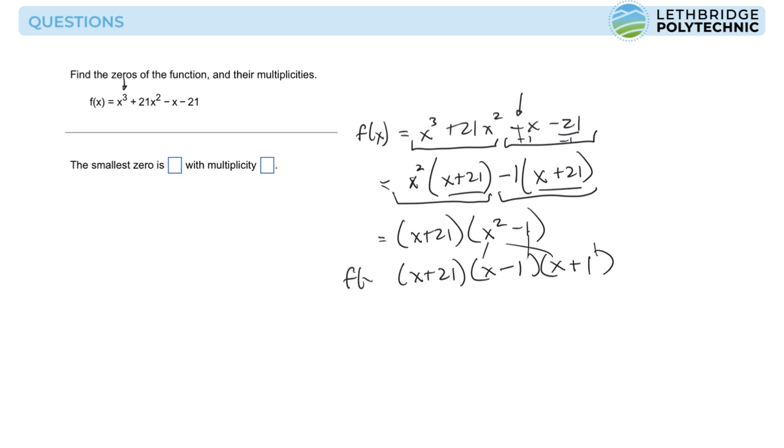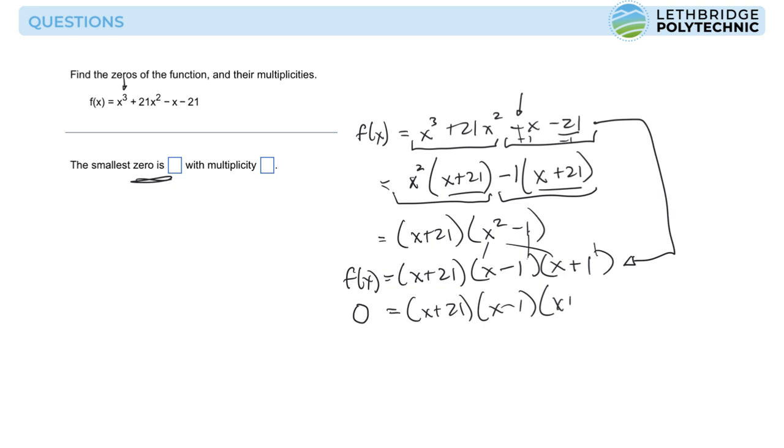So my polynomial, the top one, is equal to that one. It's just a factored form, and it allows me to use the zero property to figure out what the zeros are. To figure out what the zeros are, you let f of x equal 0. Then, according to the zero property, if I'm multiplying things and it comes out to 0, one of those has got to be 0. Well, actually, all three do. So x plus 21 is 0, x minus 1 is 0, and x plus 1 is 0.